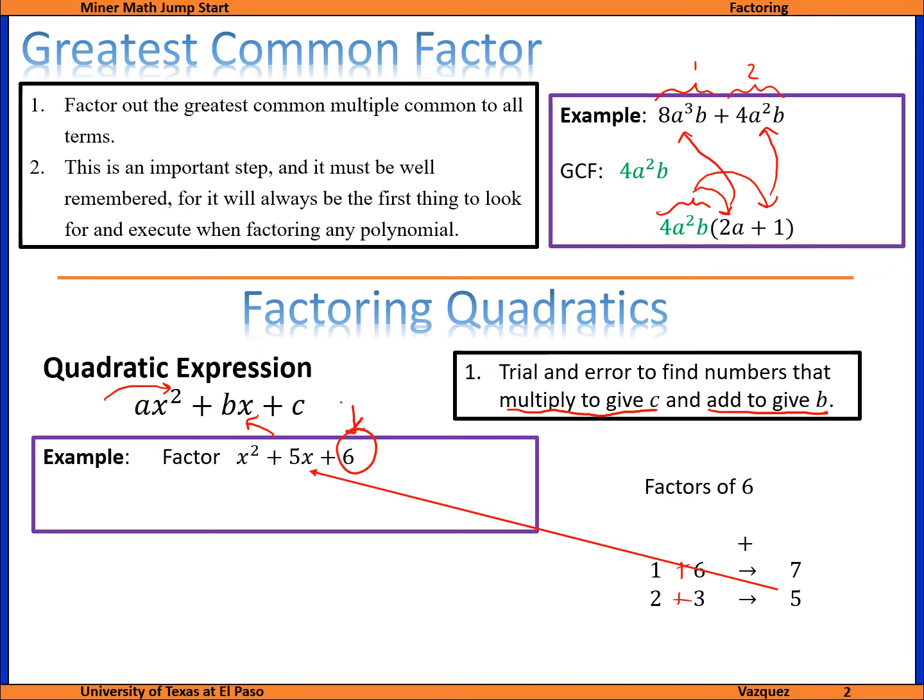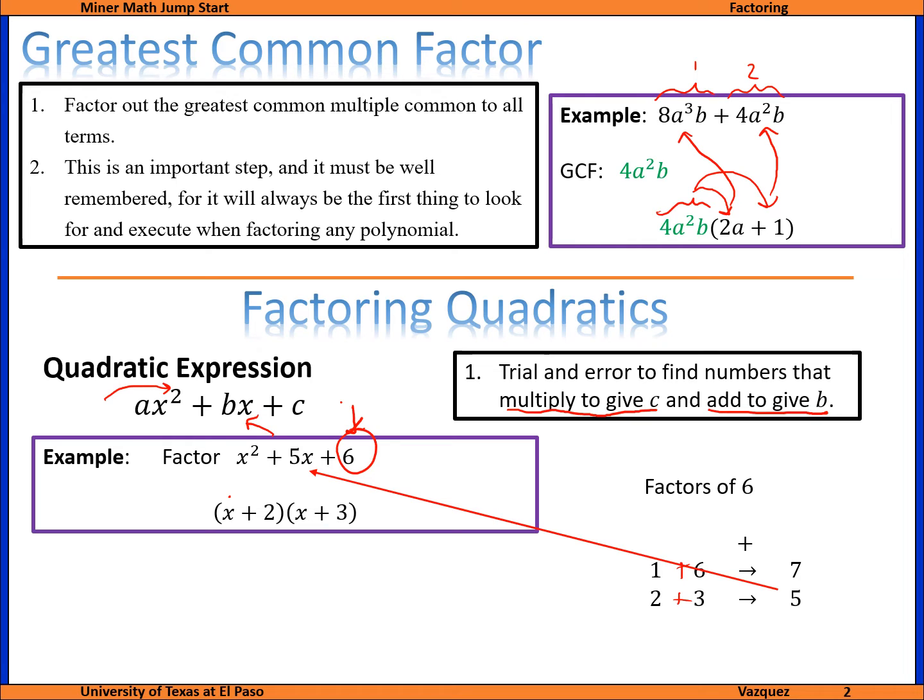What do we do with those numbers? What we do with those numbers is we put them in parentheses, two binomials being multiplied, x plus 2 and x plus 3. Now, if you multiply these two binomials, they will give you x squared plus 5x plus 6. So that's the one thing to keep in mind. Multiply numbers that give c and add to give b.